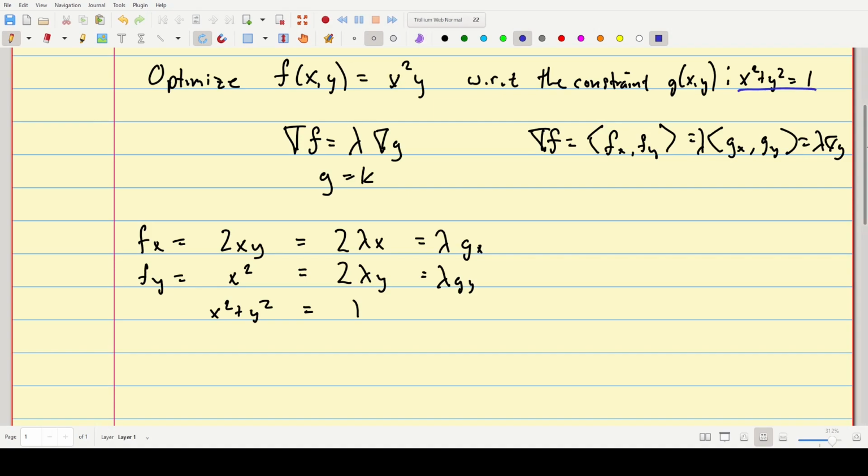The constraint for any Lagrange multiplier problem is a function equals a constant. Okay, so this is this. All right, now we want to start working out expressions here.